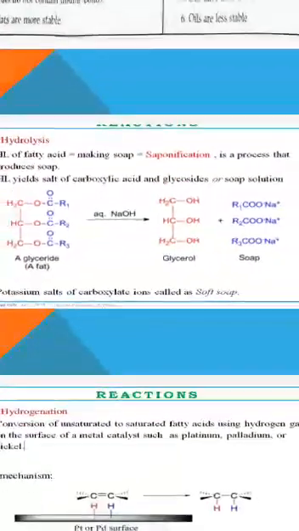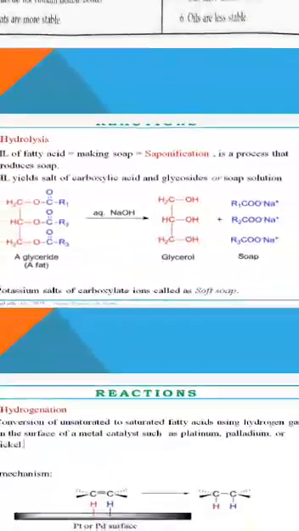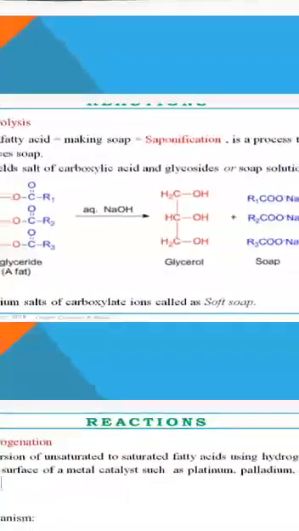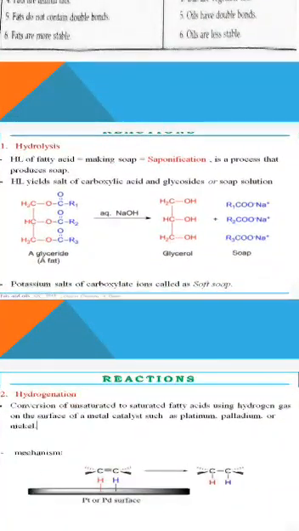Hello students, in the last lecture we discussed the different types of chemical reactions of fats and oils. The first reaction is the hydrolysis reaction. In hydrolysis, when fats and oils react with alkali, they produce the sodium salt of fatty acid, which is called soap. So this reaction is also called the saponification reaction.